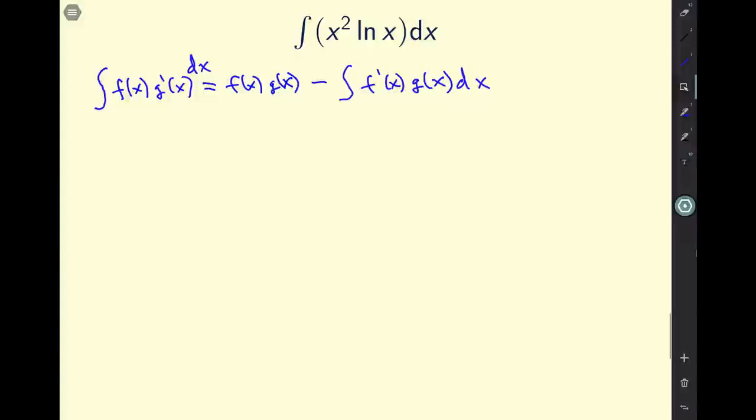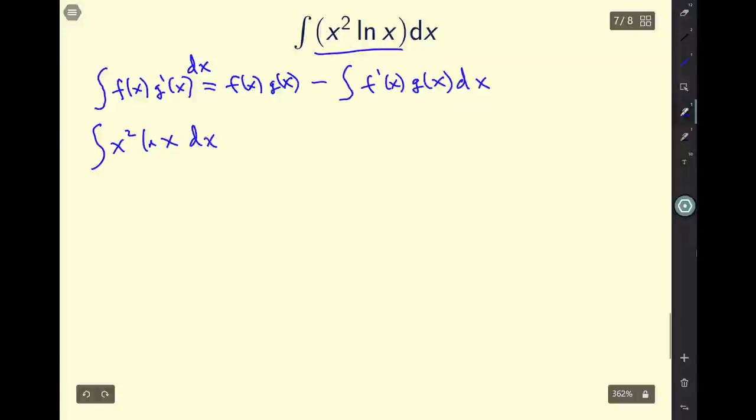There's my formula for integration by parts. I'm going to write down on the left-hand side the thing we're trying to integrate. So I've got x squared log x dx. Put an equal sign, but I can't go any further until I define what is going to be my f of x and what's going to be my g of x.